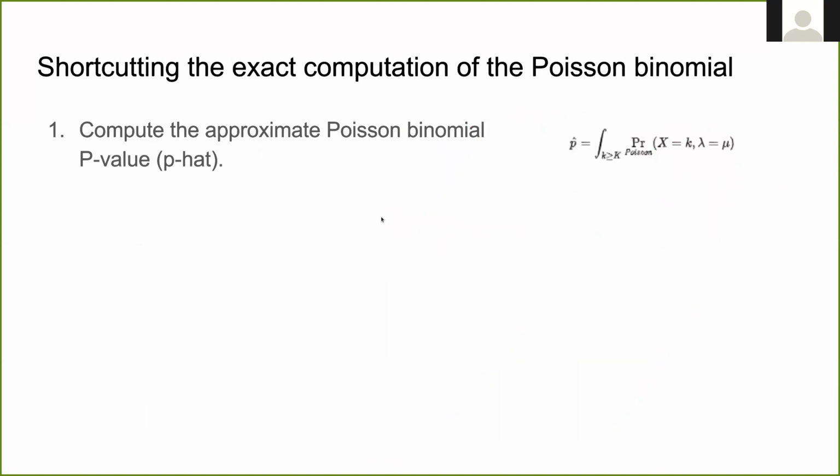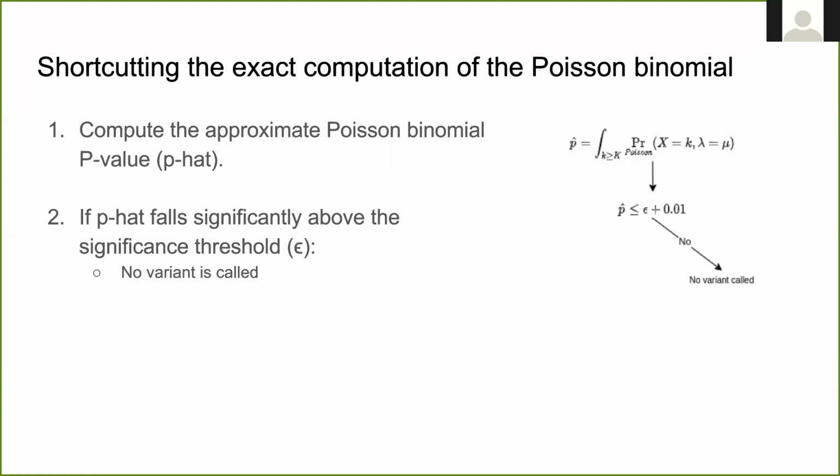So how we use this approximation is we first compute the approximate Poisson binomial p-value, which we'll denote here as p hat. And with this approximate value, we essentially want to determine whether or not it falls significantly above the threshold. In the case that the p hat, or the approximate p-value, falls significantly above the threshold, we can be confident that the exact value would not fall below the threshold, and so we don't call a variant.